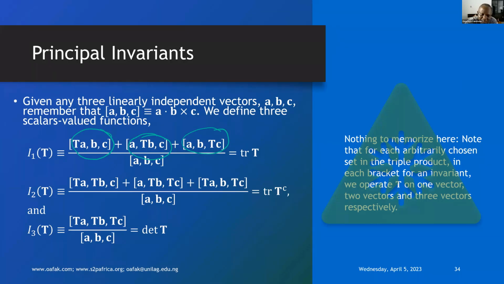These three principal invariants are completely independent of the choice of A, B, C. You can choose any three linearly independent vectors, you are going to get the same result. So the scalar functions are invariant, and they are the principal invariants of any tensor.